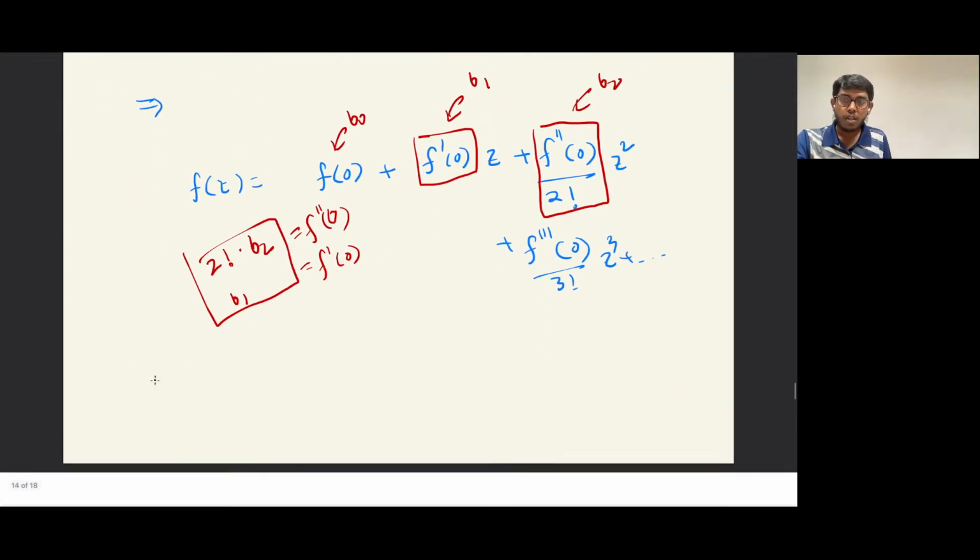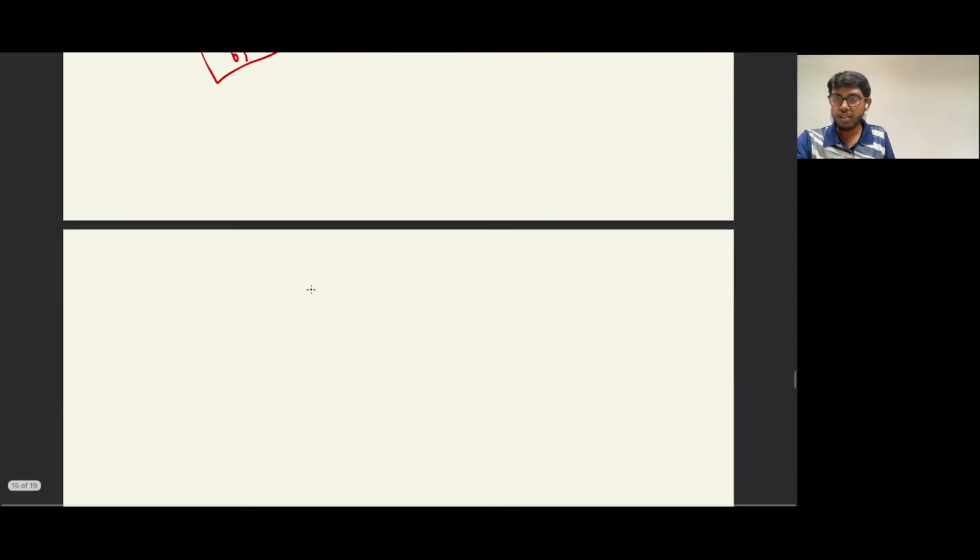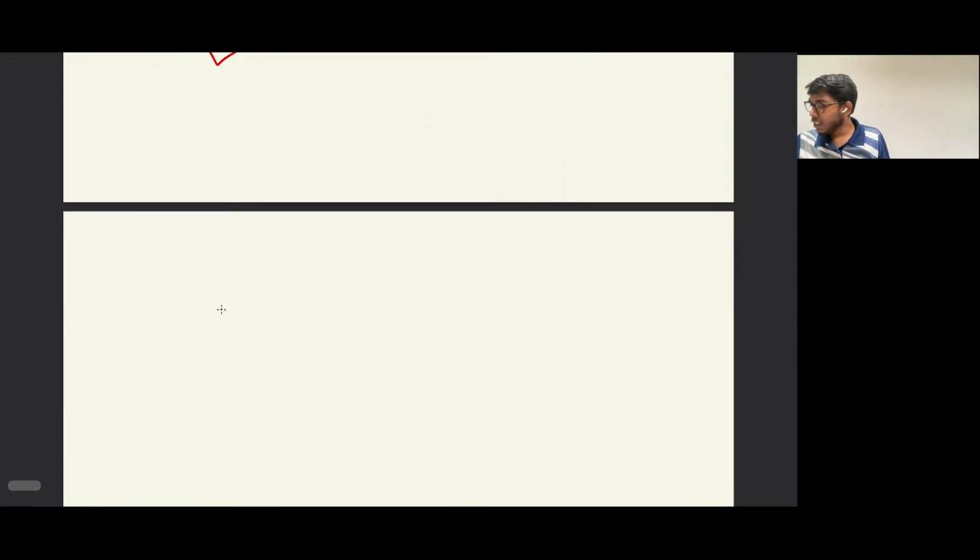So I have done the computation, so I'll just write it down here. If you write down, what I'm getting is A0 plus, sorry, what happened?